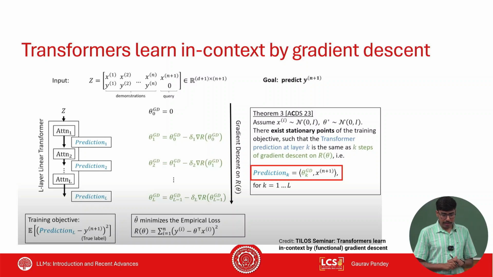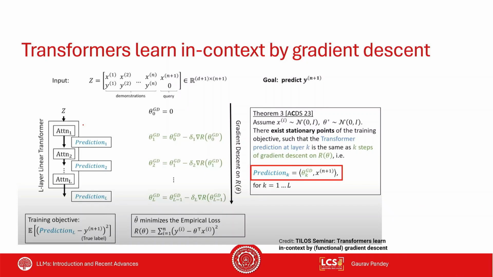So the idea that transformers learn in context by gradient descent means that if you have a linear transformer with linear attention networks, and you train your transformer this way: you take a bunch of examples xi yi and ask it to predict yn plus 1 for xn plus 1. If you're doing gradient descent, what will you do? You will minimize the loss, find the optimal parameter, and then use the optimal parameter to predict yn plus 1, right? Now the claim is that transformers do it implicitly.